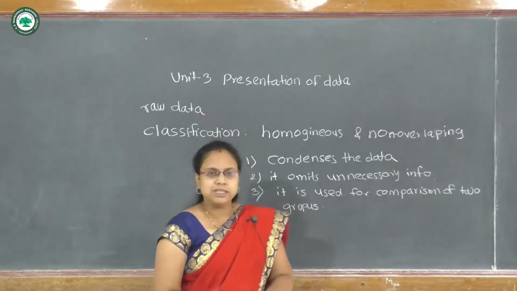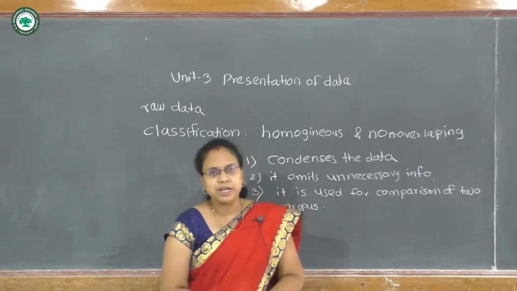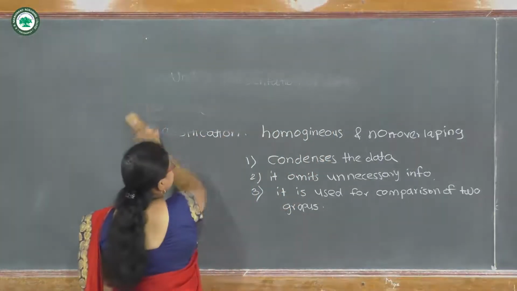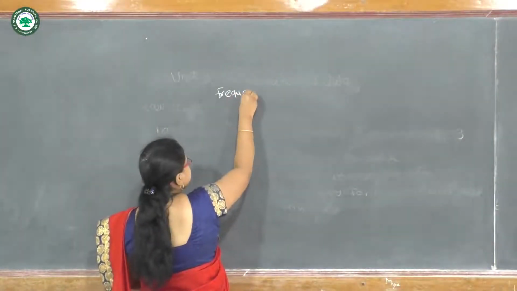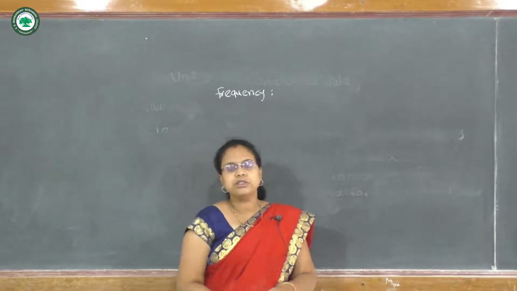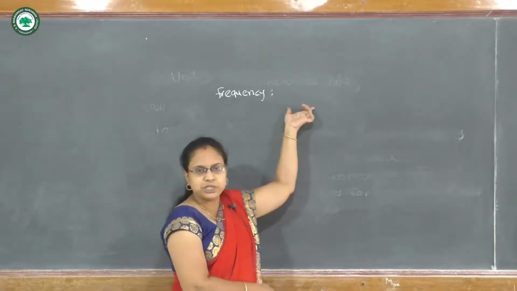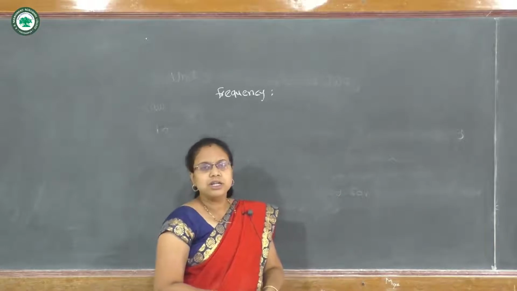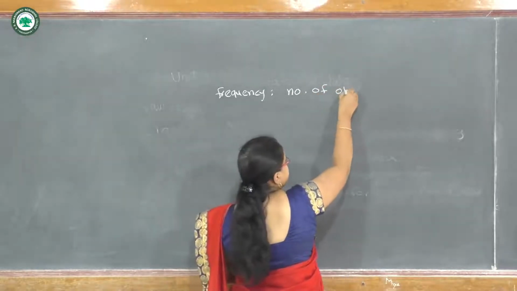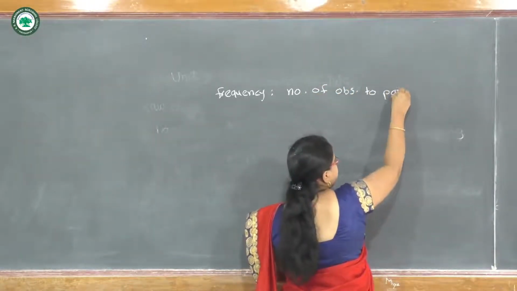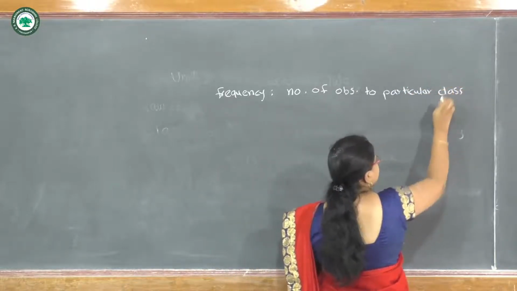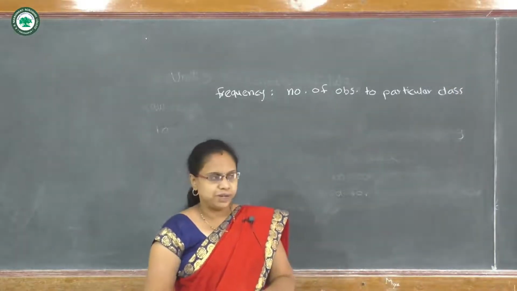The next point is frequency, that is, how we classify the data is given by the frequency distribution. Frequency is the number of observations in a particular class. So this is called frequency, or we can call it class frequency.